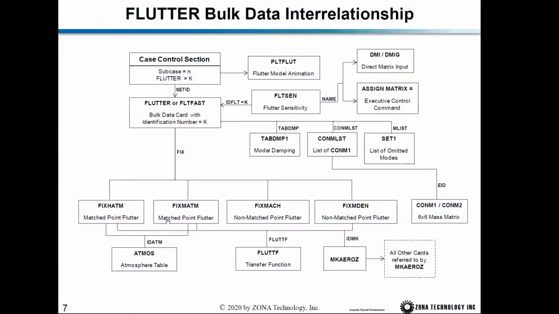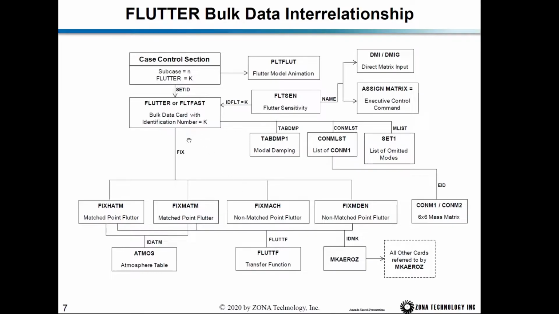2 cards are for match point flutter analysis. 2 cards are for non-match point flutter analysis. And all these cards refer to a MKAERO card, to grab the Mach number and generalized aerodynamic forces to establish the flutter equation. It also refers to a FLUTTF card. In this card, you can specify a second order transfer function, and this transfer function will be added to the flutter equation.